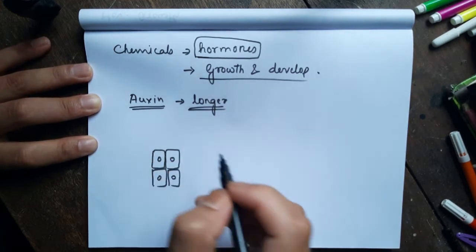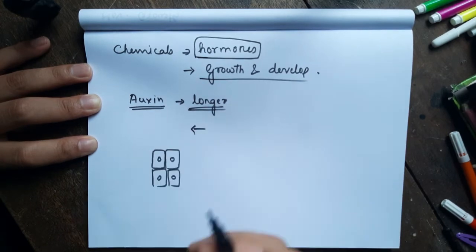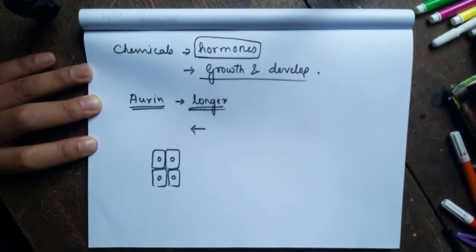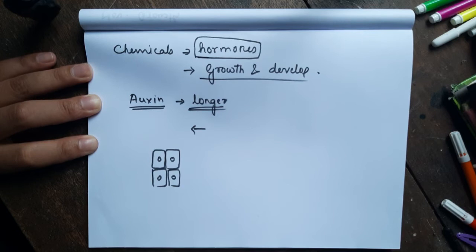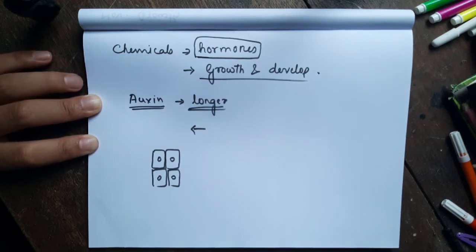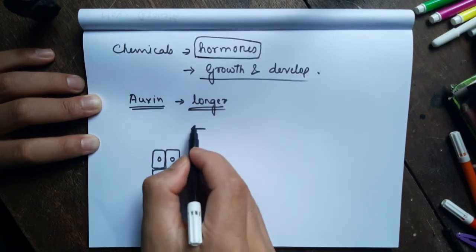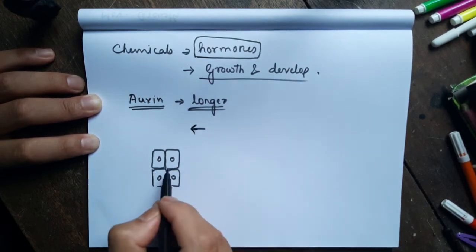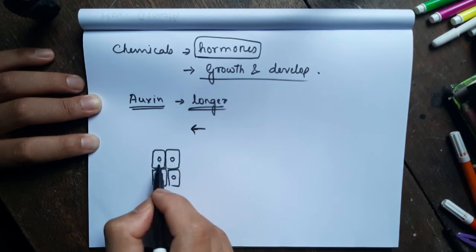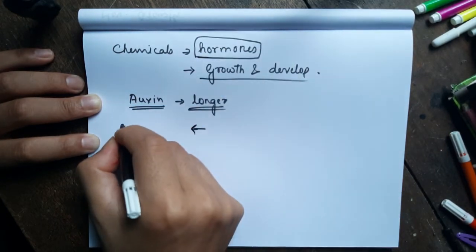So let's say the sun is coming from the right side. We know whenever we place a plant in a dark place and open a window on one side, or allow the light to come only from one direction, the plant will bend towards the light. Why? The reason is, when the light is coming, this is the tip of the plant, the top part.